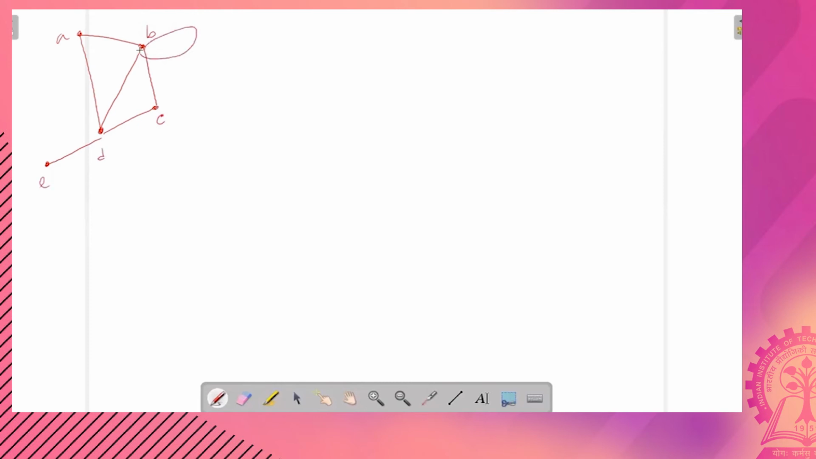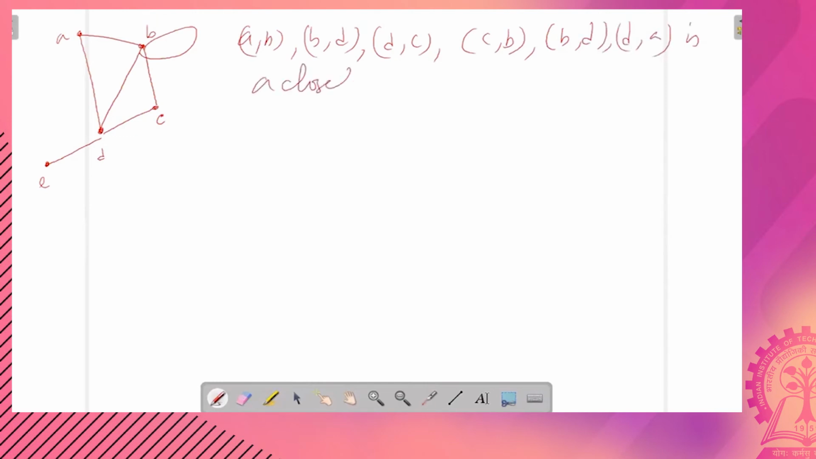Again, continue with the same example. AB, BD, DC, CB, BD, DA is a closed path, okay, and here as you see BD is repeated.